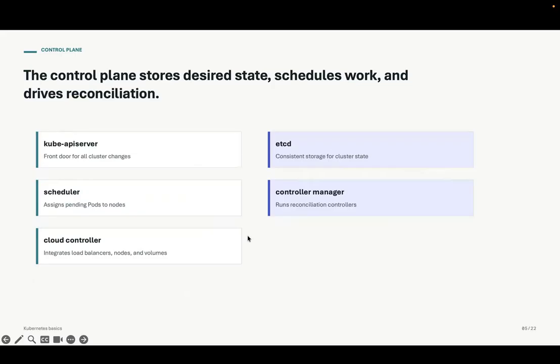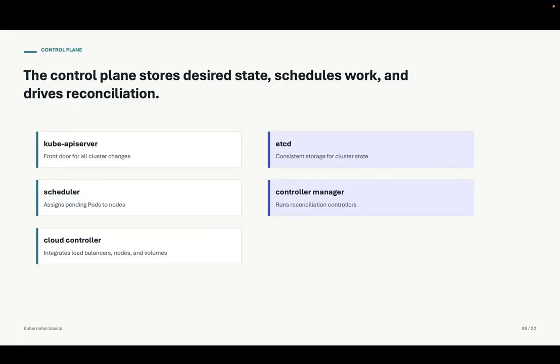Let's look at the control plane in detail. The kube-apiserver is the front door for the cluster, where all of our requests go through the API server, either through kubectl commands, CI/CD tools, other controllers, operators, or any other automation systems which want to interact with the cluster.